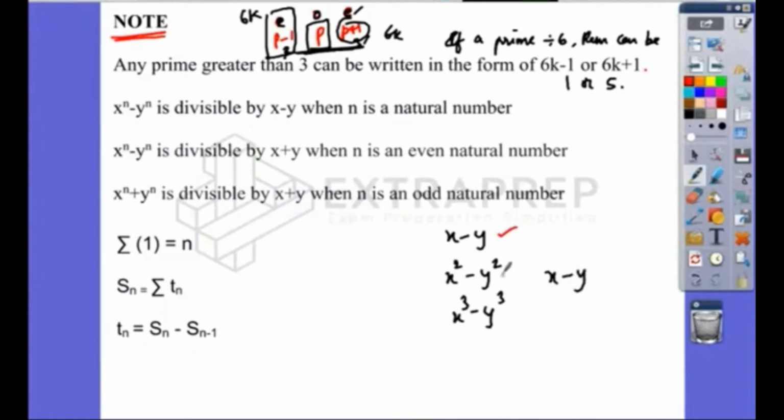This is divisible. This divides. x square minus y square is x plus y into x minus y, which cancels. x cube minus y cube is x minus y into something, right? So this is also divisible. So when n is a natural number, they are divisible.